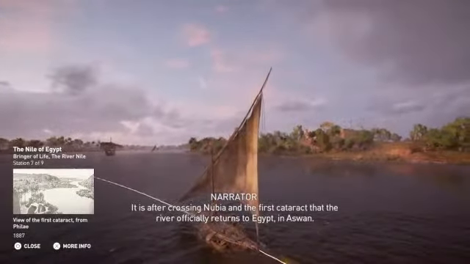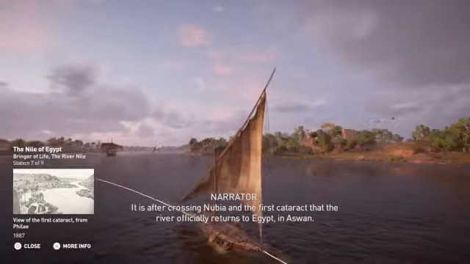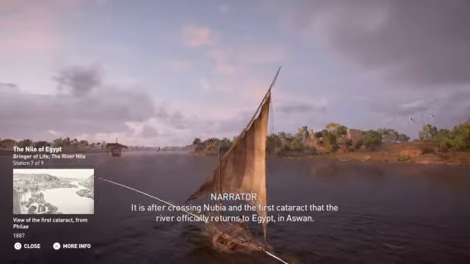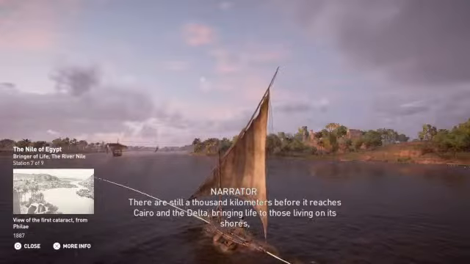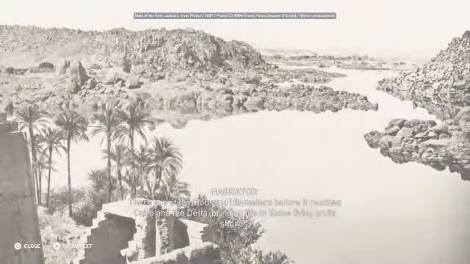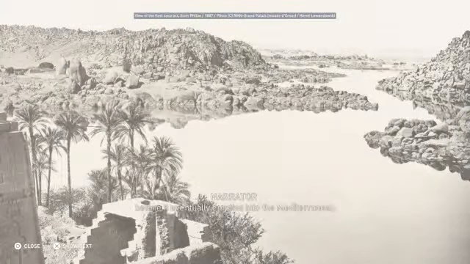After crossing Nubia and the first cataract, the river officially returns to Egypt in Aswan. There are still 1,000 kilometers before it reaches Cairo and the Delta, bringing life to those living on its shores before it eventually empties into the Mediterranean Sea.